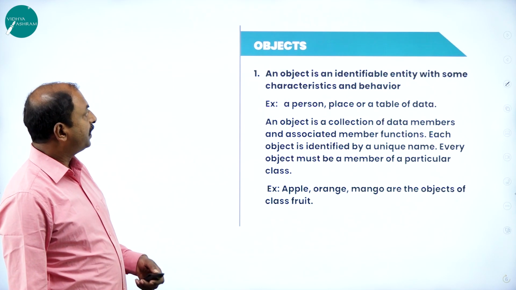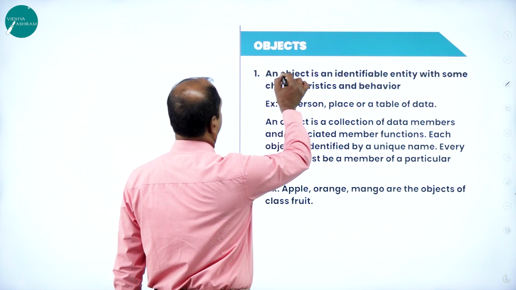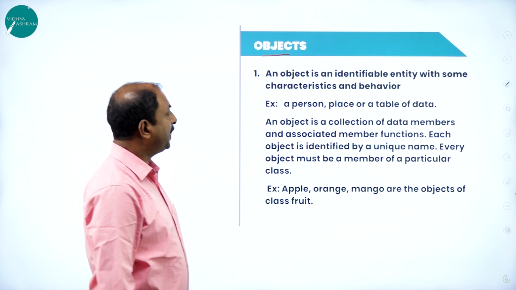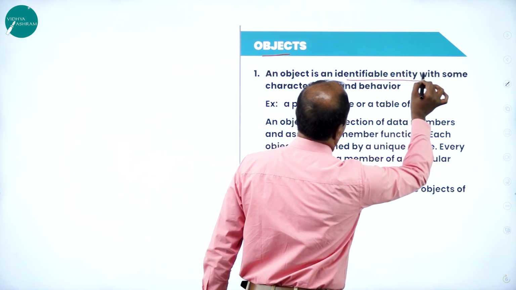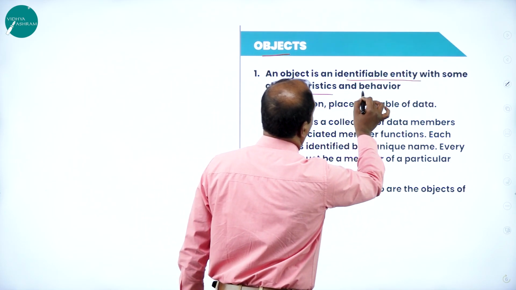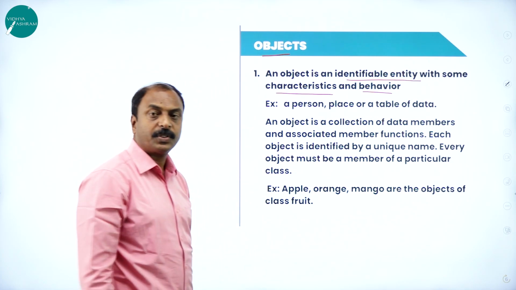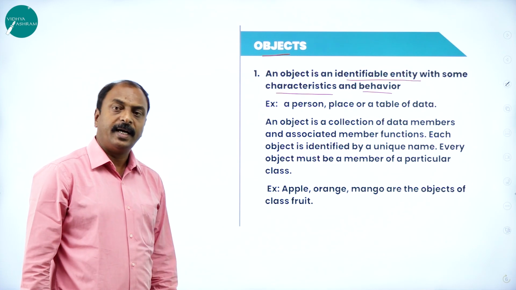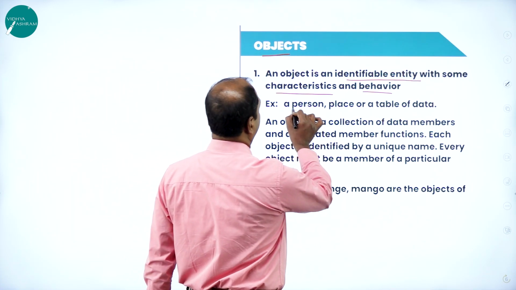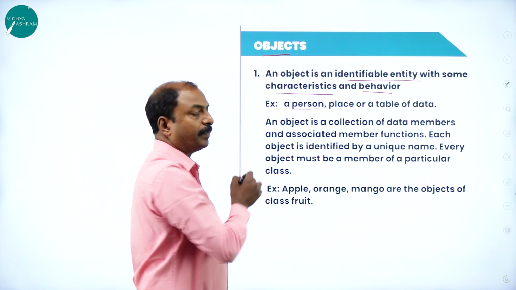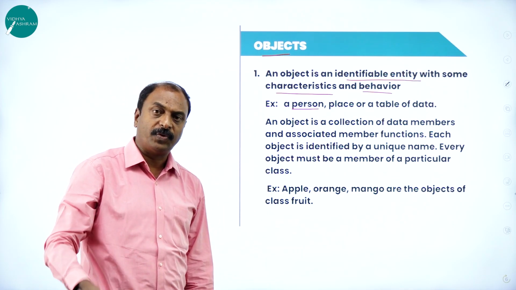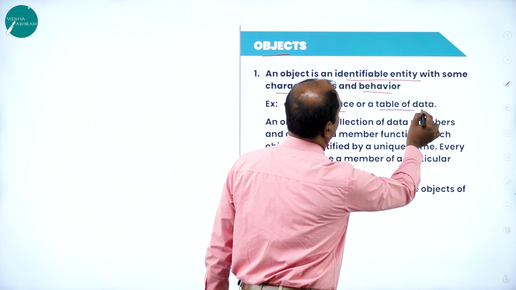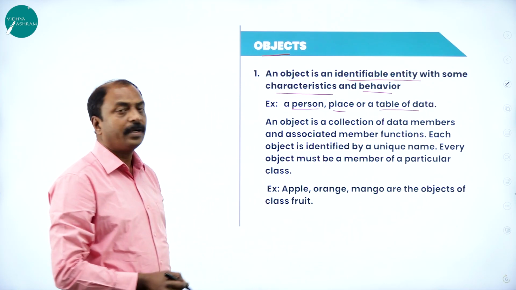So first let us start with what is an object. The object is an identifiable entity with some characteristics and behavior. So this is the definition of object. It is an entity with some characteristics and behavior. Example, person. Or we can take an example like a student. Student is an example for an object. Similarly, place or table of data. All these are examples for an object.